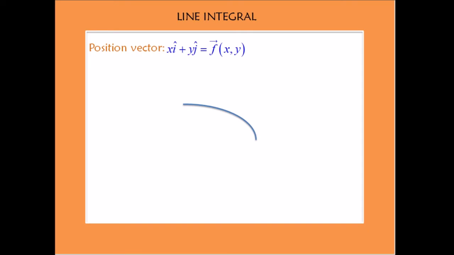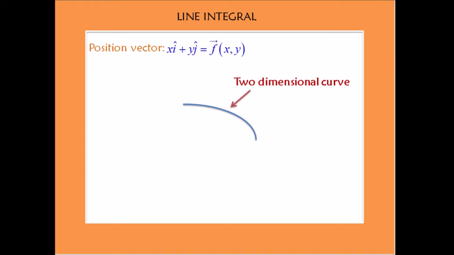As you can see on your screen, we have assumed a position vector xi cap plus yj cap, which equals f vector xy. This is a general form of a position vector and it may vary from question to question. Let's say that with the help of this position vector, we are able to draw the continuous curve that you can see on your screen. This is basically a two-dimensional curve.